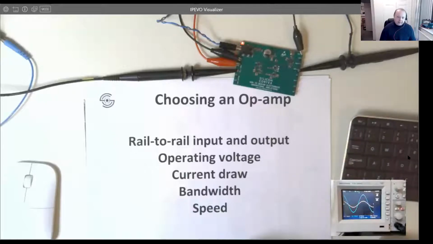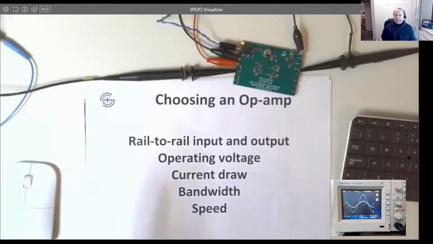The bandwidth, that means what's the sort of frequencies can this thing handle? If we're doing audio work, we're going up to, say, 40 kilohertz for audio. I think you'll find just about every op-amp in the world will do that. But if you're going to do radio frequency, 100 megahertz, then you'll start to be more limited by your choice.